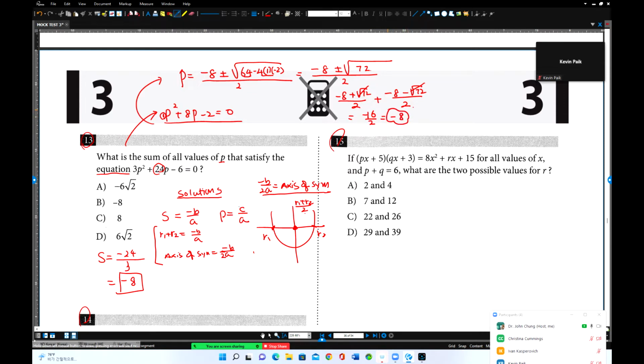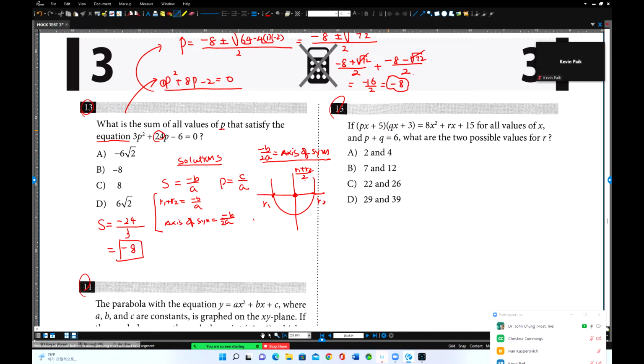You can solve this way too. But if you know the sum and product of the roots in a quadratic, that is the formula there, okay? That is easy, okay? All right.